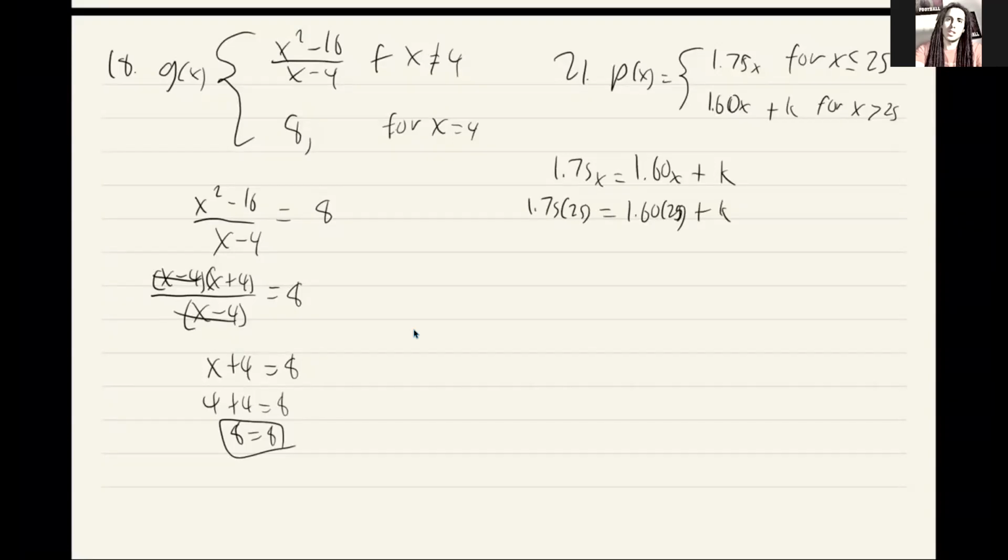So if you take out your calculator and do 1.75 times 25, you will see that is 43.75. Then 1.6 times 25 equals 40. So if we subtract 40 from both sides, that leaves us with 3.75 equals K, which is the answer for number 21. That is going to do it for section 1.2.